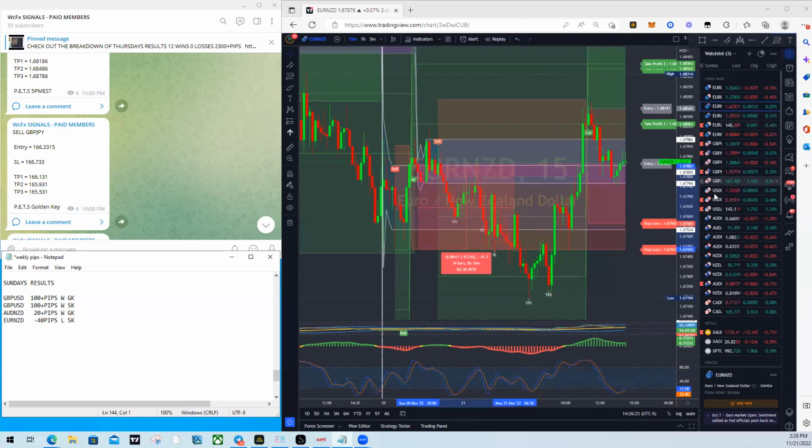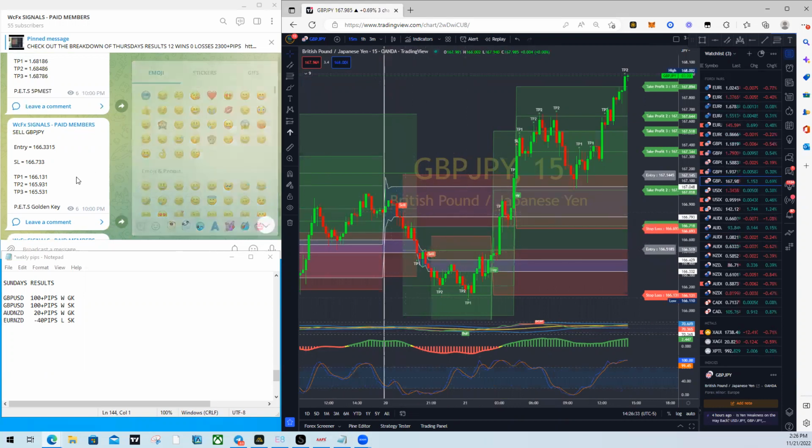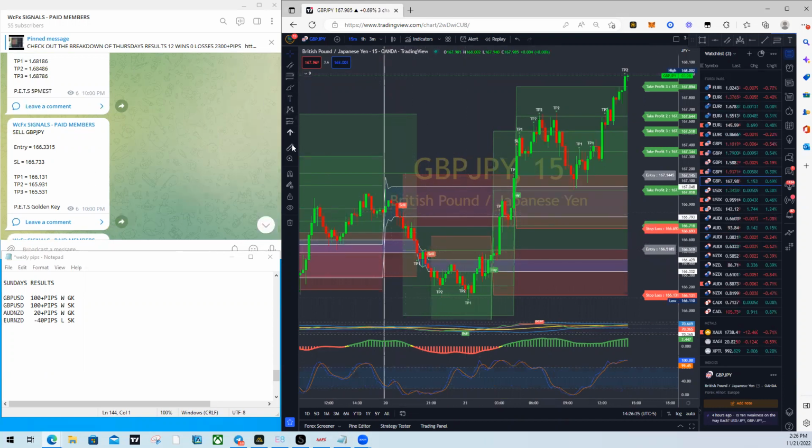Sell GBP JPY. That sell was a pretty good sell. This was from the golden key. We caught about 30 pips on this trade, 60 pips, right? GBP JPY. We'll say 50 plus. 50 plus pips. That was a win on the golden key.